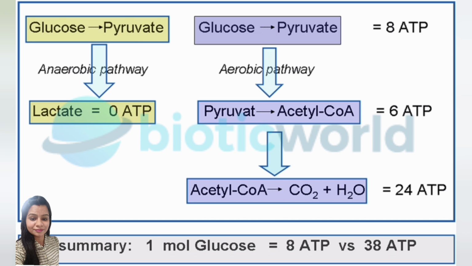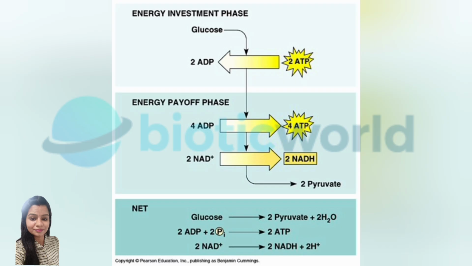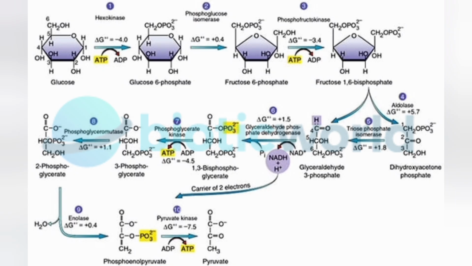Step 1: phosphorylation of glucose. This is where it all begins. Glucose enters the cell and gets trapped by the addition of a phosphate group from ATP, creating glucose 6-phosphate. This step is catalyzed by the enzyme hexokinase. In step 2, isomerization of glucose 6-phosphate into fructose 6-phosphate, a simple rearrangement but crucial for the next step.